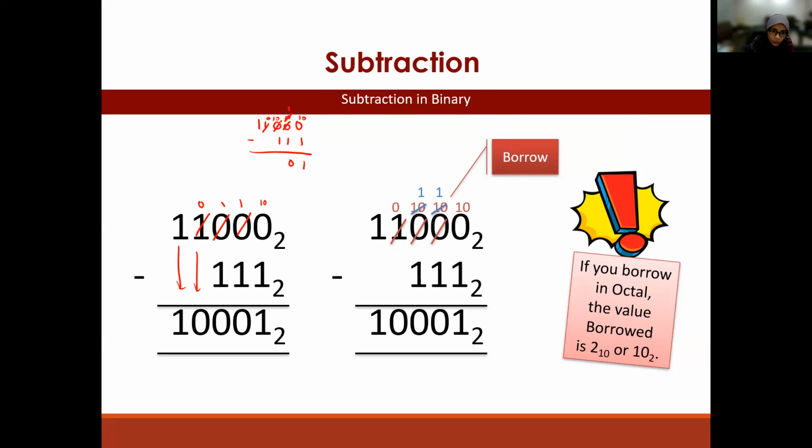And then before this, we also borrow from here, right? So this is left 1. So 1 minus 1 equal to 0. So no more value here. So 0 here, we just go down 0 and 1 here. Okay. So this is the subtraction in binary.